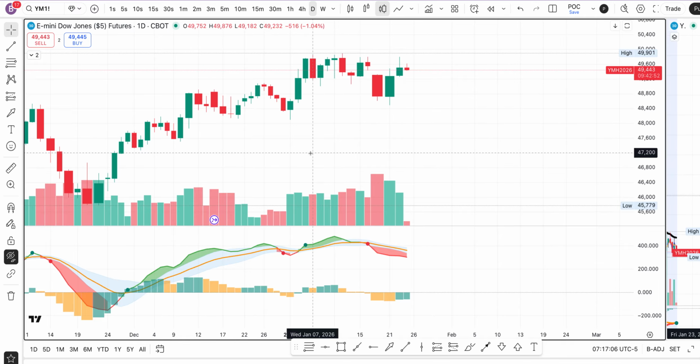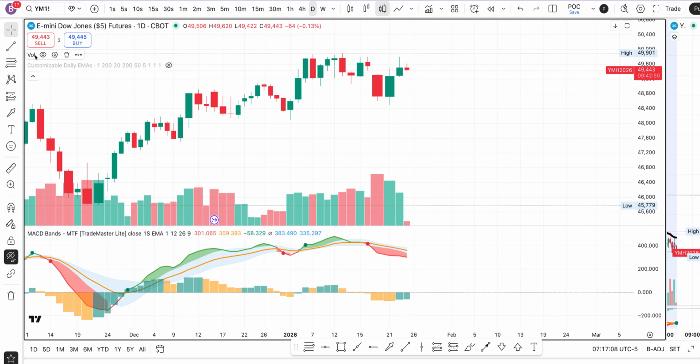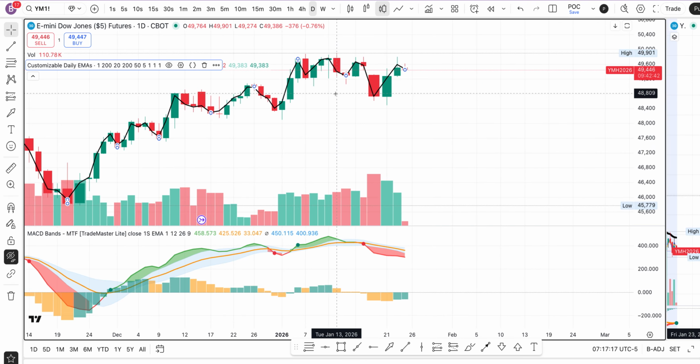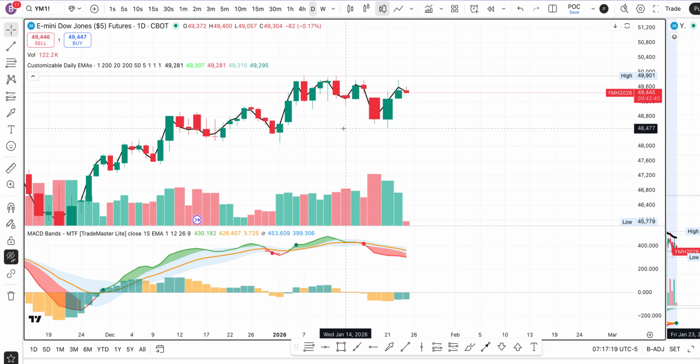Now the first thing I'm going to do is turn on an indicator that shows me a 200 period 1 minute moving average. I've added that to my chart, and that's the only indicator I've added. So now I've got a 1 minute 200, MACD, and volume.